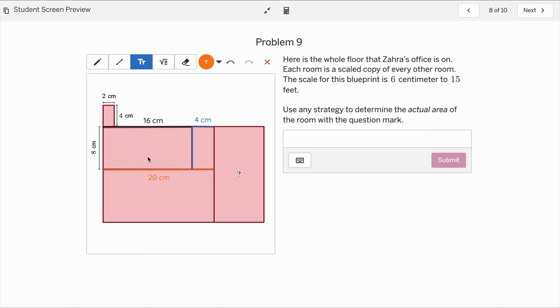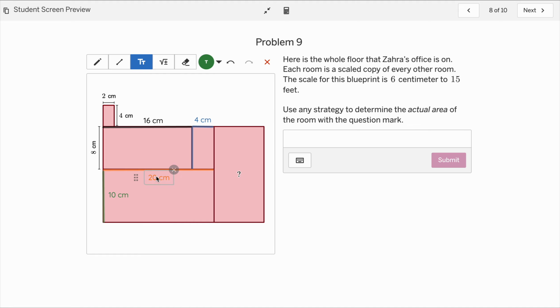Well, looking at this rectangle, I'm going to assume that this side length is this side length, and this side length is this side length. So I'm basically rotating that tiny rectangle and scaling it up. 4 times what is 20? My scale factor in this case is going to be 5. So 5 times 2 is 10. So then I know that this area is 10 centimeters. Okay. So now I have 10 centimeters right here, and I have 20 centimeters right here.